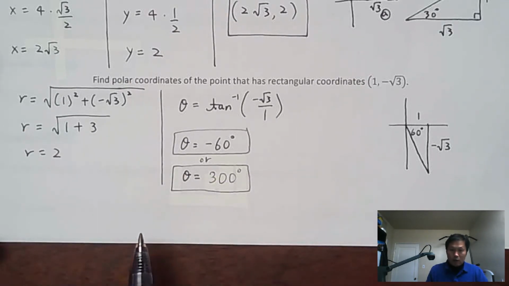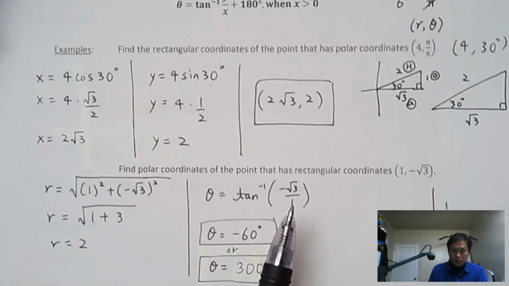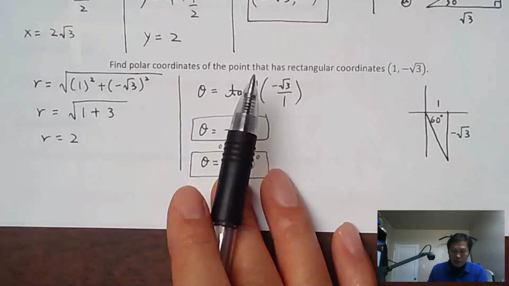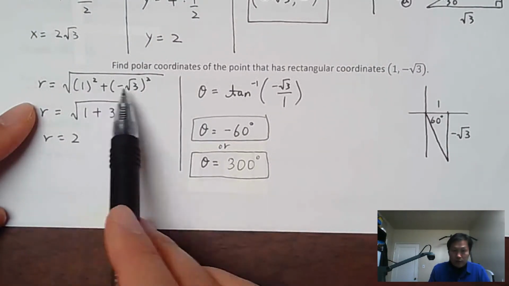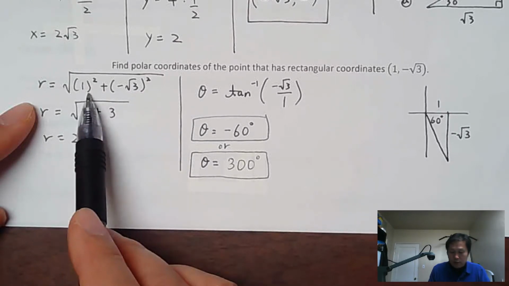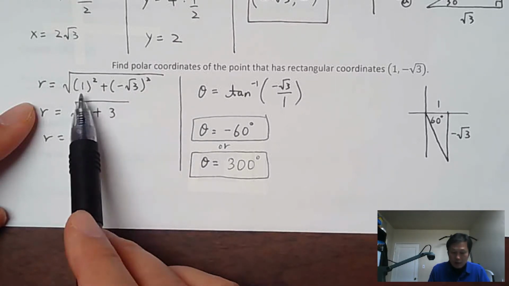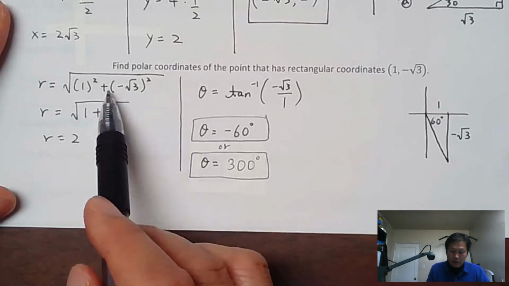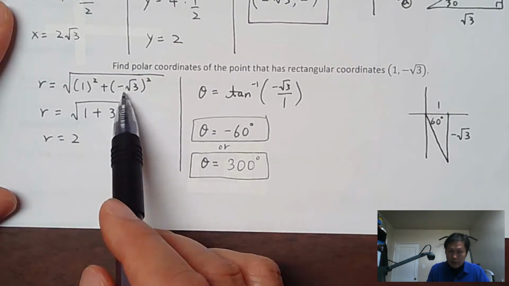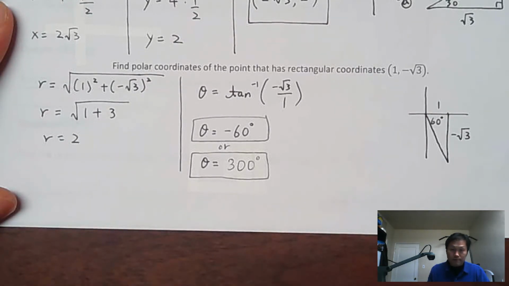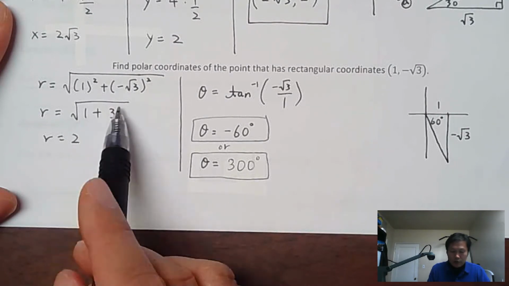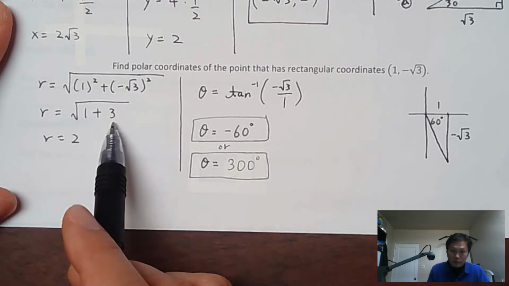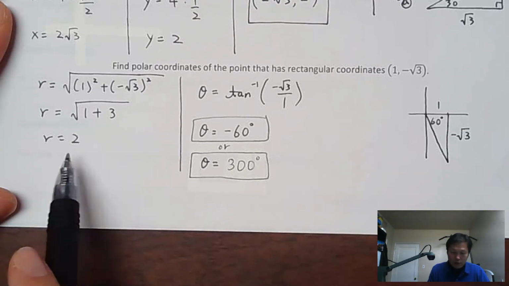Now finding the r value is very straightforward. The formula for r was the square root of x squared plus y squared. Please be careful putting parentheses on each x value and y value, especially if it's a minus. You do need parentheses. If you don't put parentheses on these values, you might end up with the wrong answer. So 1 squared is going to be 1, and minus square root 3 in parentheses squared will be 3. Then the square root of 4 becomes 2, so the r value is 2.